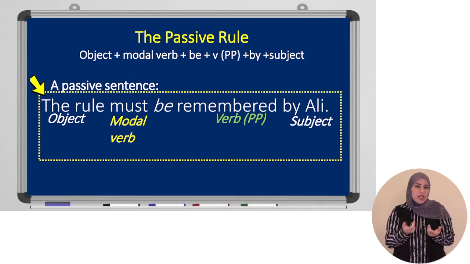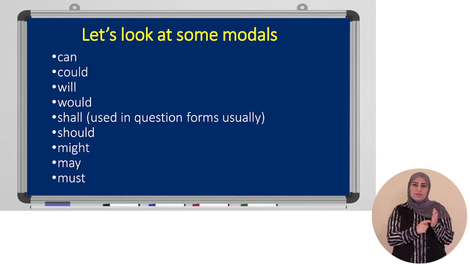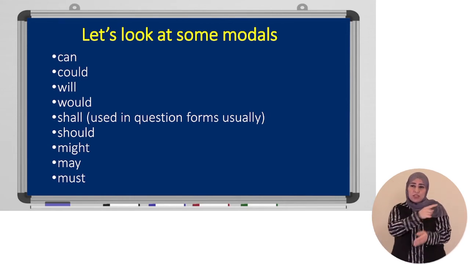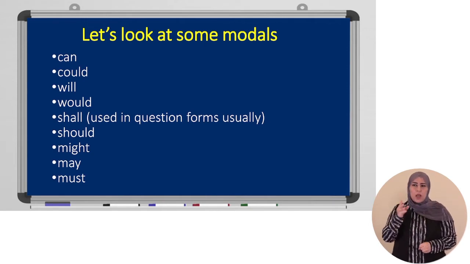You may ask, what do I mean by modal verbs? What are modal verbs? Here are some examples of modal verbs. Can, could, will, would, shall, should, might, may, and must. Usually shall is used in question forms, so keep an eye out for that.